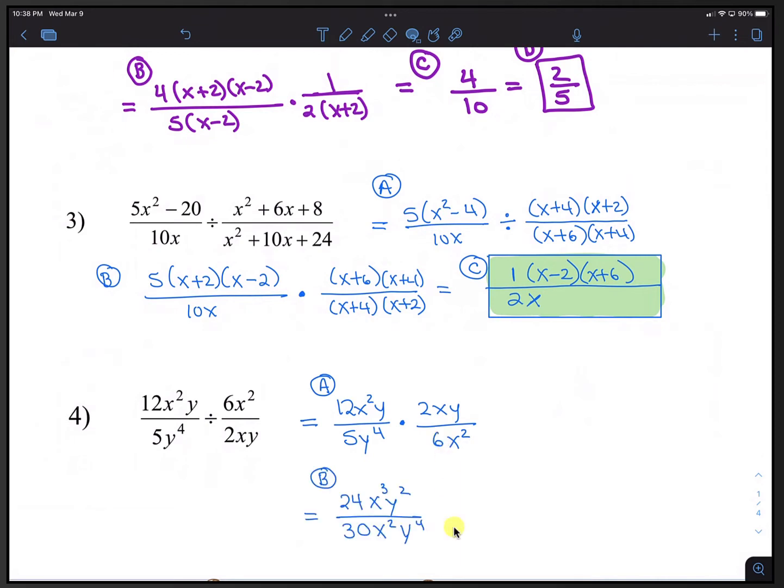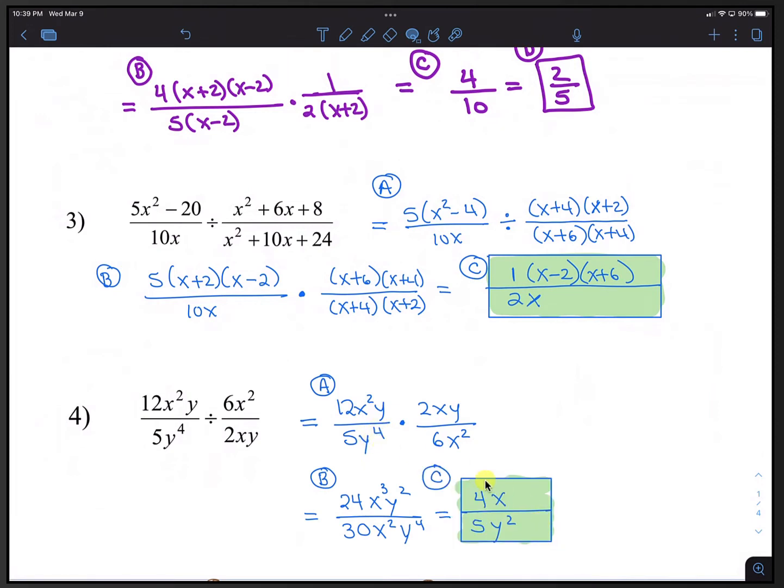In step B, I just multiplied straight across. The 12 times 2 gives me the 24. The x squared times x is x to the third, because you just add the exponents there, and y times y is y squared. On the bottom, you'll multiply 5 times 6 to get 30. Then you bring down your x squared and your y to the fourth.